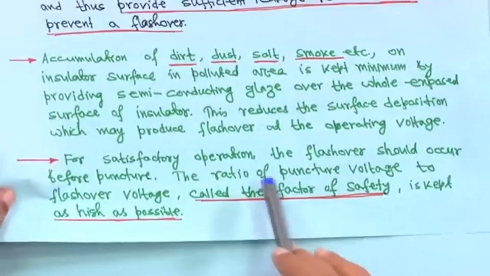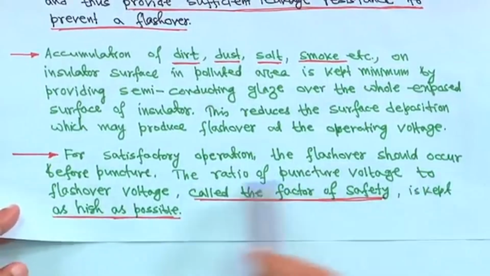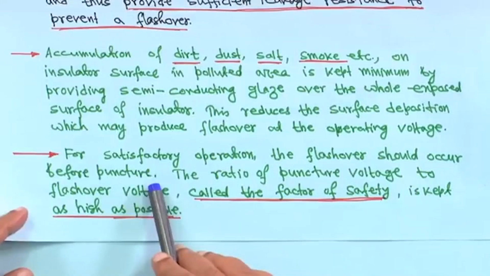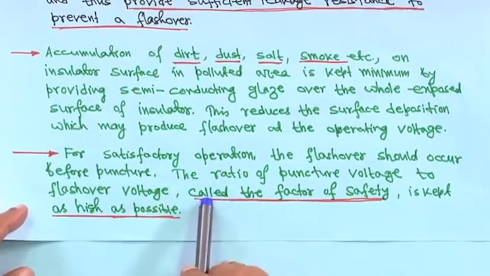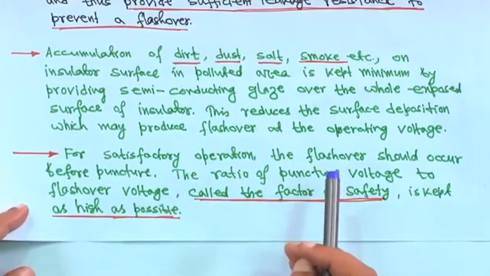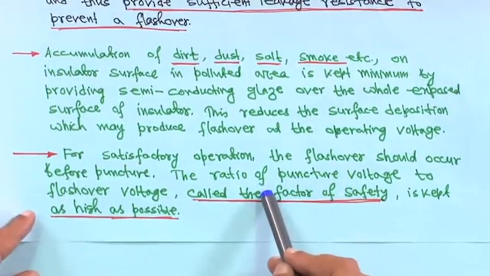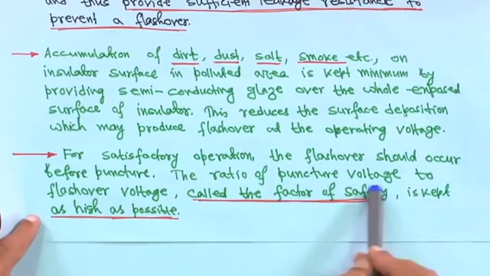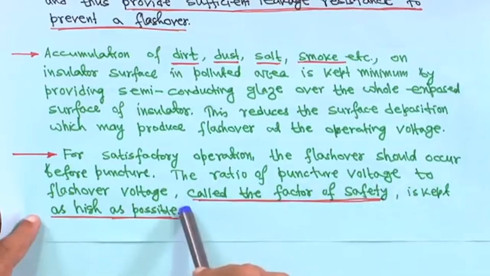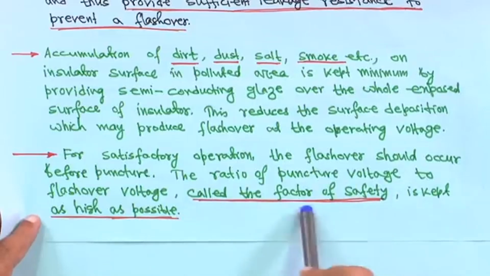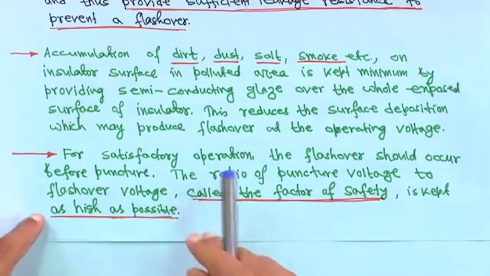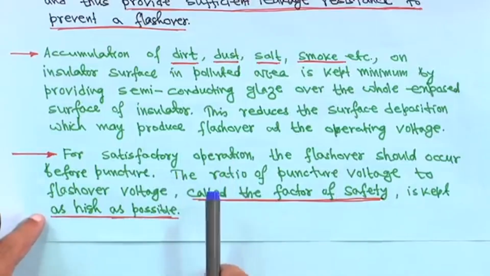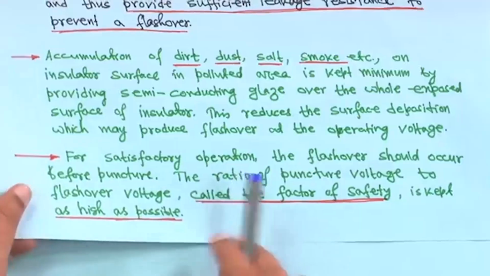Now, for satisfactory operation, the flashover should occur before puncture, right. This has to happen: the flashover must occur before the puncture. But puncture, I told you, is a very rare phenomenon, but if it happens, the insulator will get damaged. So, the ratio of the puncture voltage to the flashover voltage is called the factor of safety, and it is kept as high as possible. That means the puncture voltage should be much higher than the flashover voltage.